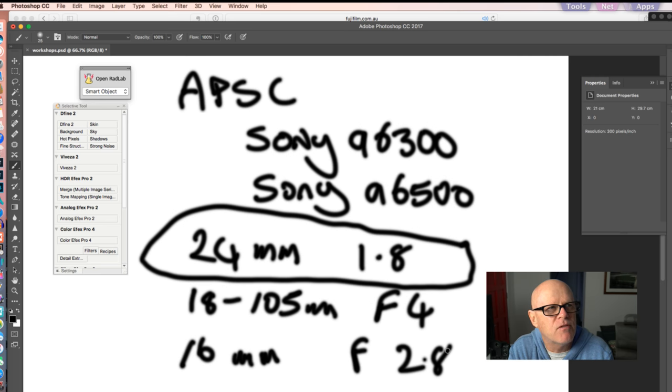What about action cams for video? Well, yeah, I do use action cams. I use GoPro, but to be honest, I don't use them much anymore. I have two of them, the newest one and the one before that. But now I'm just using the A6500 and the A6300 for video. So I don't use that.